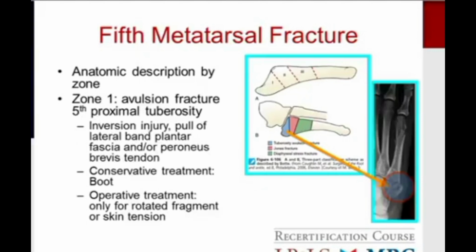We know, in fact, there's an anatomic description by zone where these fractures occur. Zone 1 fractures are avulsion fractures, and those occur from some type of tension that is applied to the fifth metatarsal base. It's not normally the peroneus brevis tendon that causes that avulsion. Instead, it's the lateral band of the plantar fascia that pulls that piece of bone off and creates a subsequent deficit. These are normally treated conservatively in a boot, but occasionally they require operative treatment, but only for a rotated fragment. In my 20 years of orthopedic practice, I've probably operated on 4 or 5 of these only. So it's extremely rare that those require surgery.